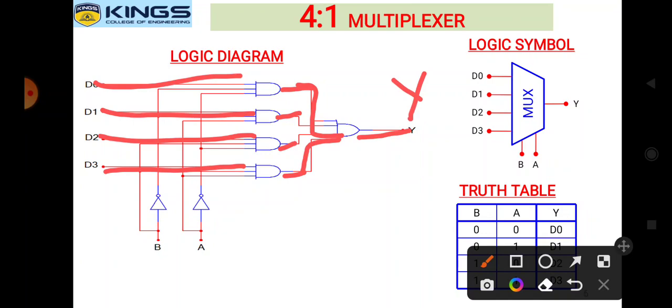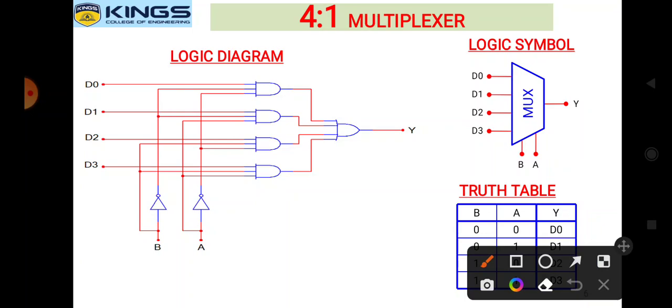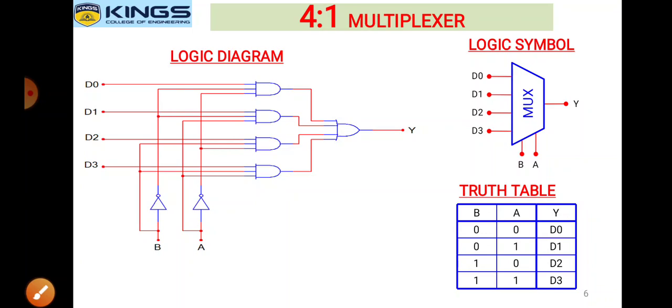Now see here, for D0, the A value is 0 and the B value is 0. So these two lines are connected with D0. Similarly for D1, the A1 line and B0 line. Similarly for D2, the B1 line and A0 line. Similarly for D3, the A1, B1 lines are connected. This is the logic diagram for the 4:1 multiplexer.